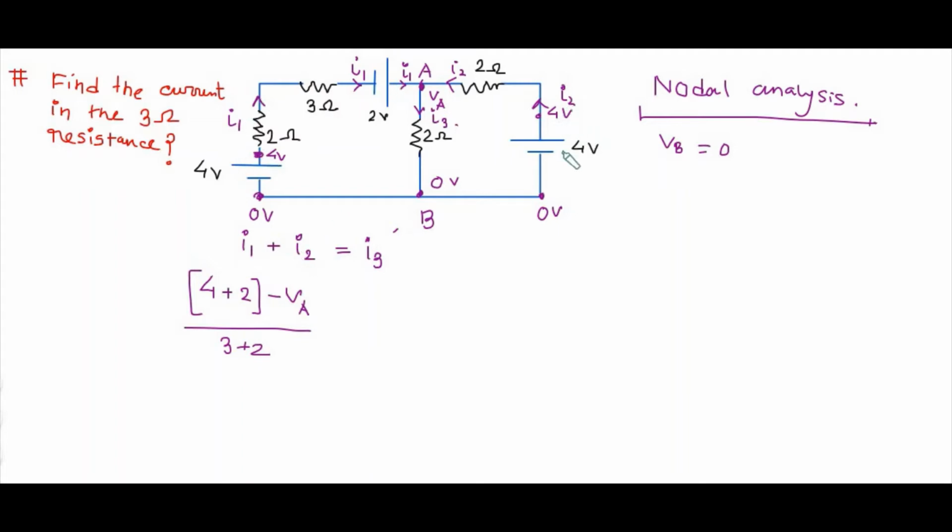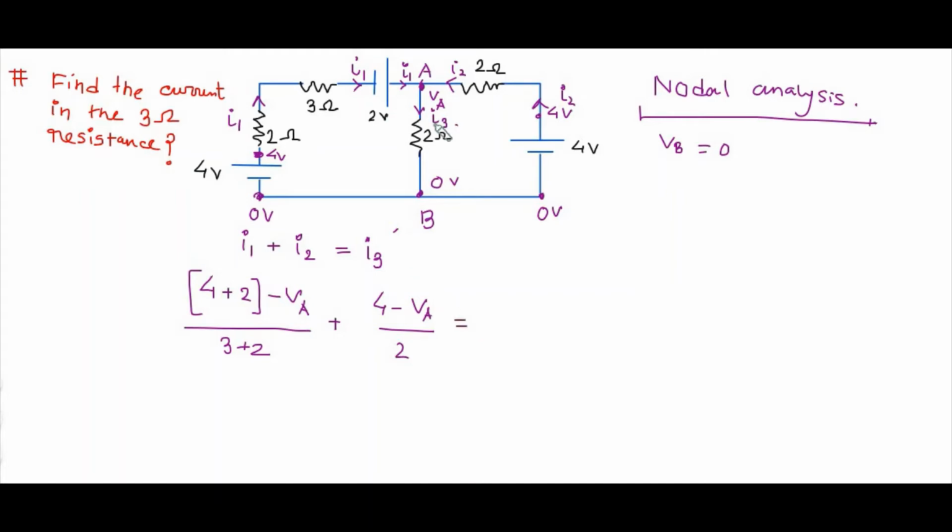I2, which is the current supplied by this 4 volt battery on the right side. For this section, the 4 volt battery and a 2 ohm resistance are connected, and the potential at point A node is VA. So you can write I2 equal to (4 minus VA) upon 2. That defines the current I2.